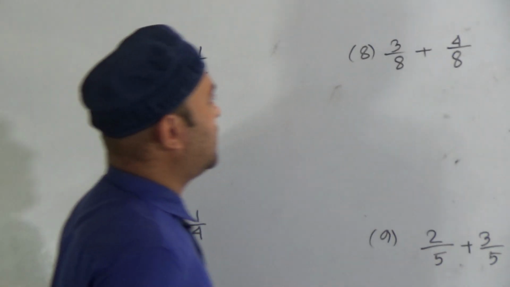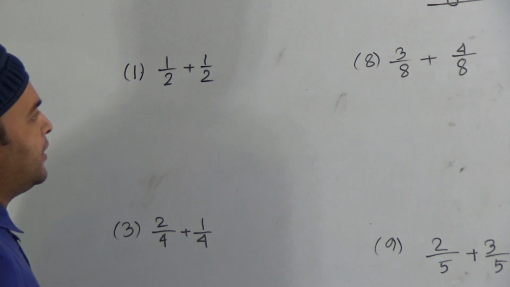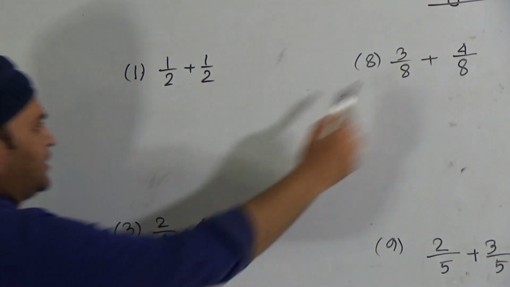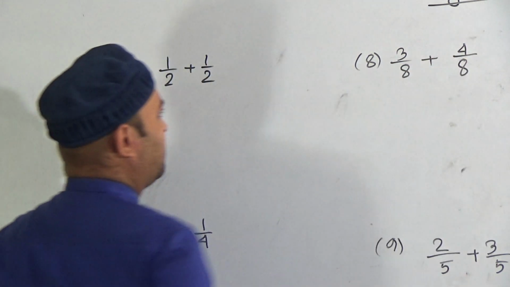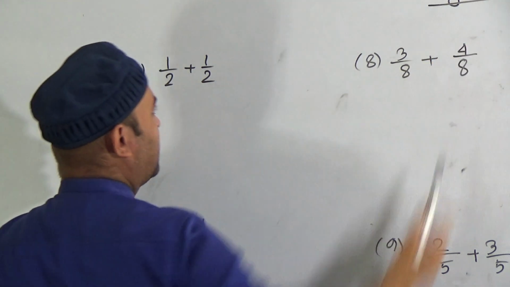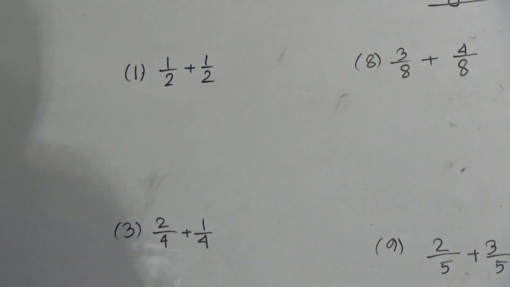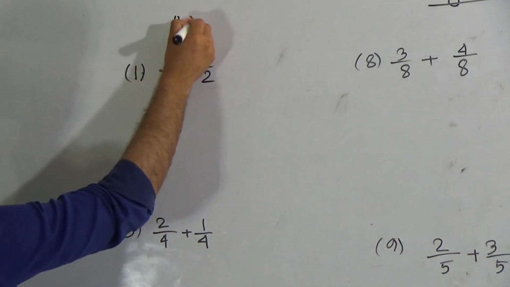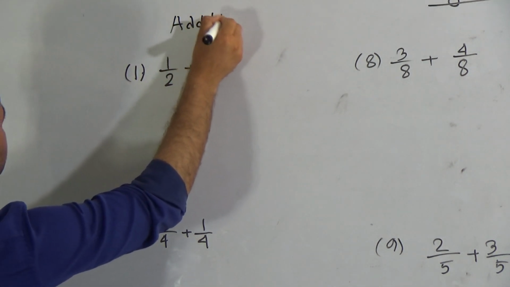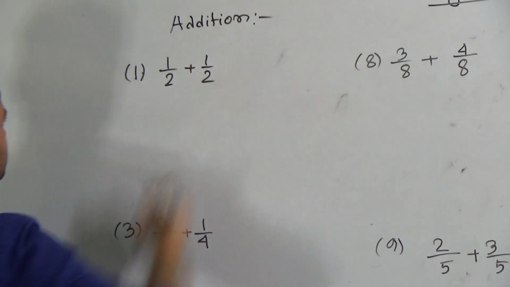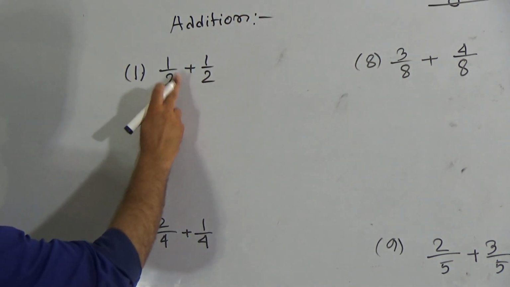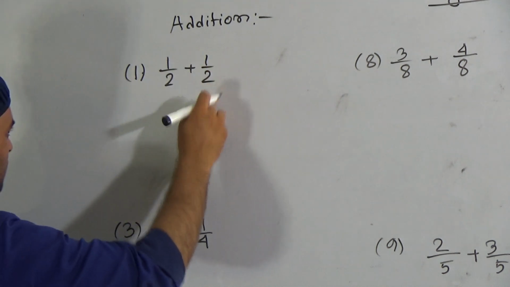Now my dear students, let's start our class. First of all, open your book at page 90. Here is the elementary mathematics book at page 90. Here is the sum. Here are some additions of fractions. Here the first one is 1 upon 2 plus 1 upon 2.